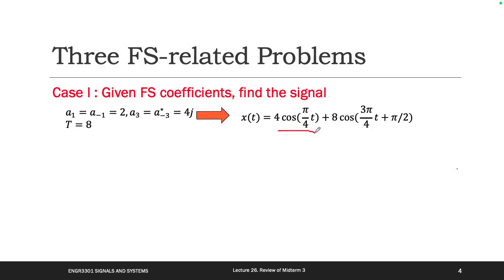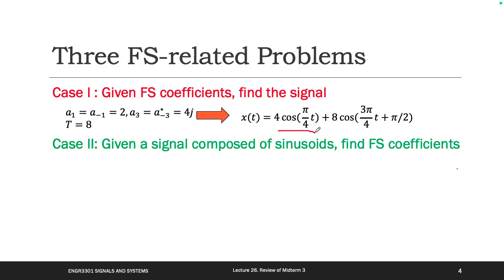Just remember that when you have the midterm, you'd better put down the Euler equations on your cheat sheet. Okay, and case 2: given a signal composed of sinusoidals, find the FS coefficients. Which means I give you a signal like this, and let you find the FS coefficient. How can you do this? How can you resolve this problem?